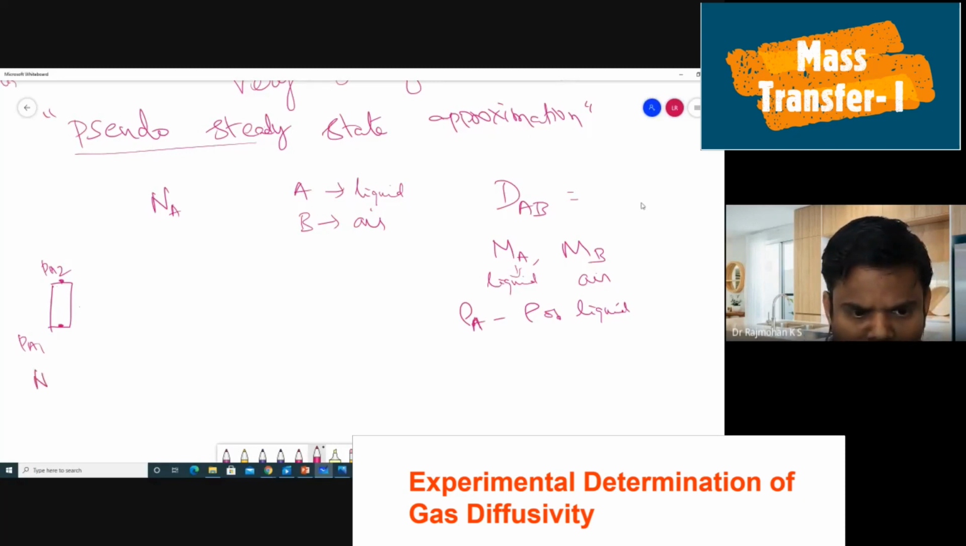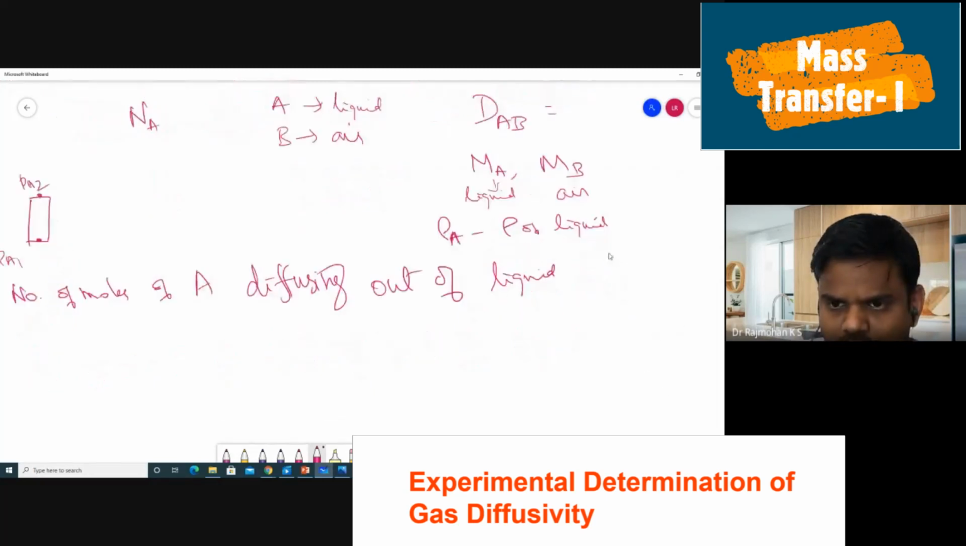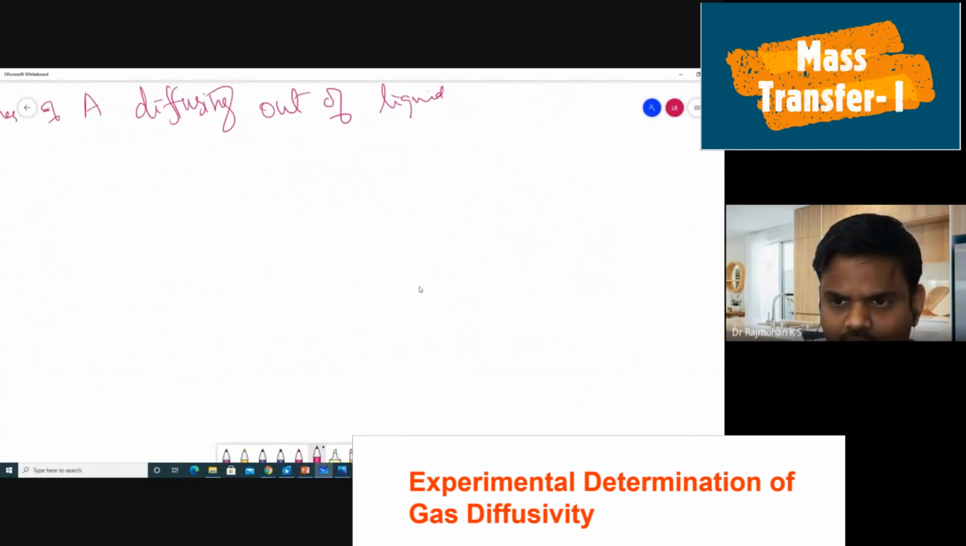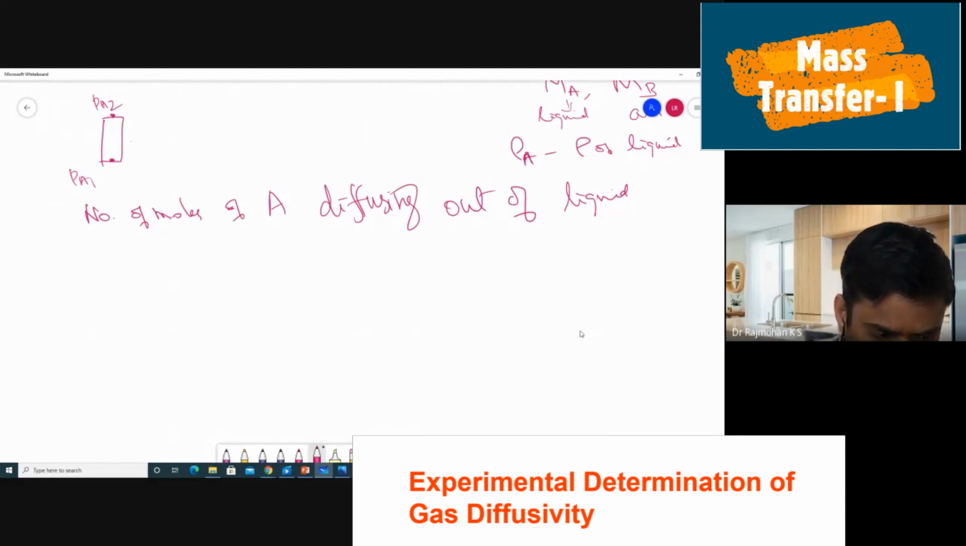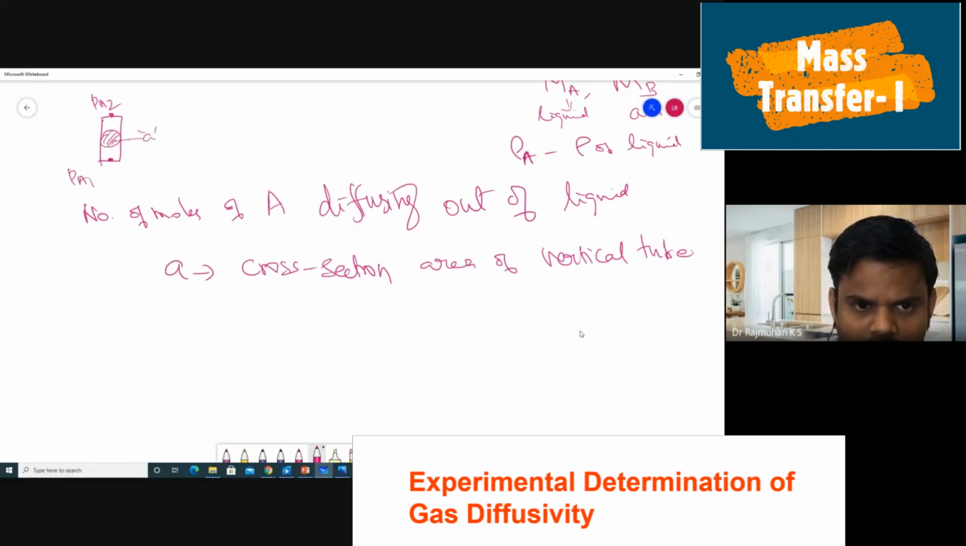Then what is the number of moles of A diffusing out of the liquid? That is the rate of evaporation. Can you relate density, molecular weight, and the change? It's a volumetric flow rate we are talking about, right? Let small a be the cross section area of the vertical tube. So this tube has a cross section area A meter square, and let us consider this direction to be the z direction, and time is dt.